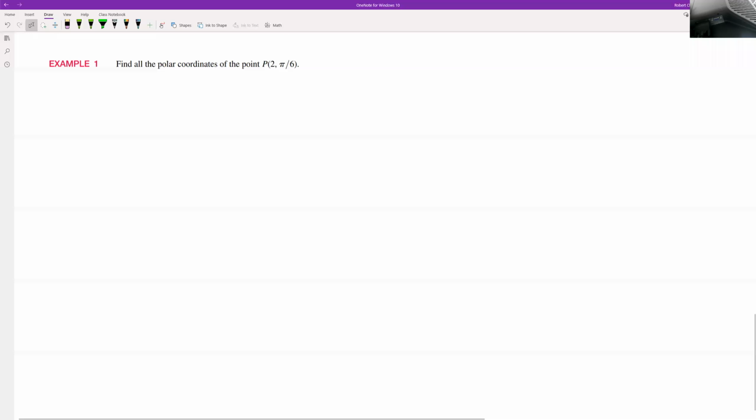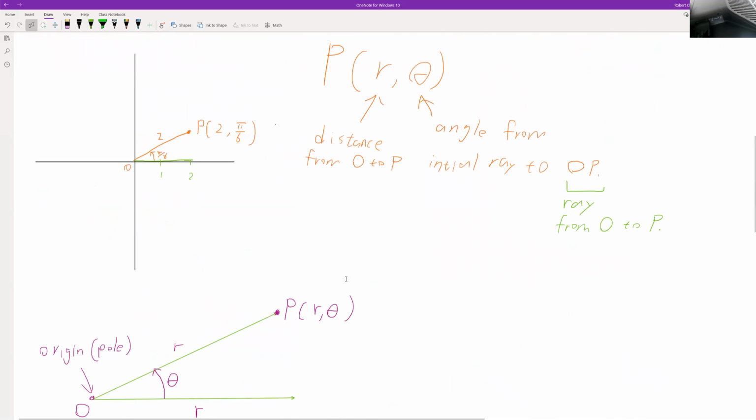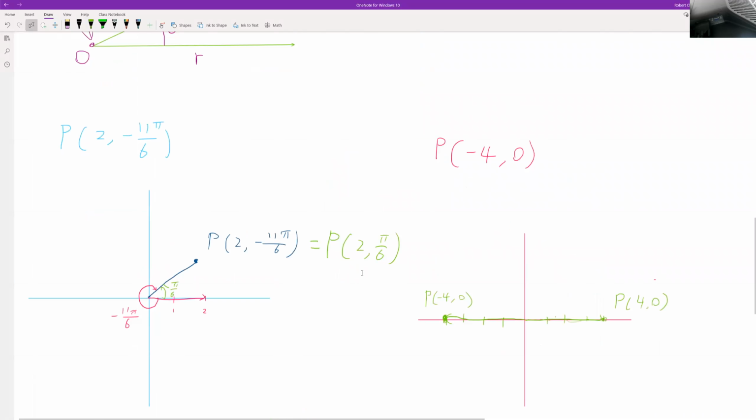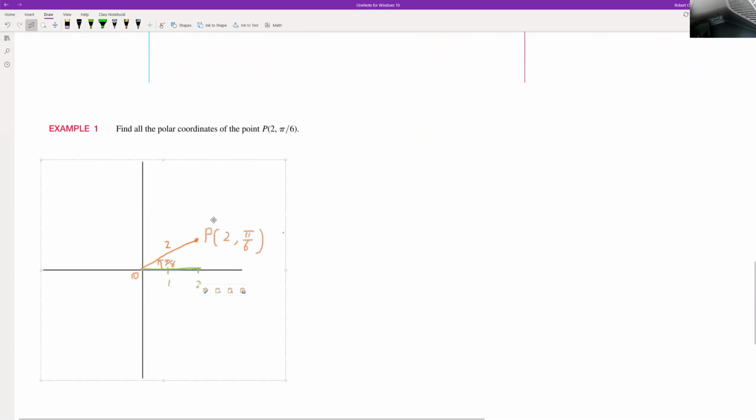All right, so let's do one example. Find all the polar coordinates of the point P of 2 and pi over 6. Now let's graph that. Let's copy that over. This is the graph we're looking at. So we want to figure out how many ways we can get to that same point.